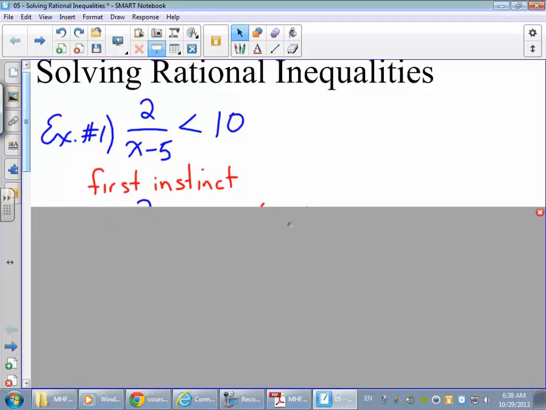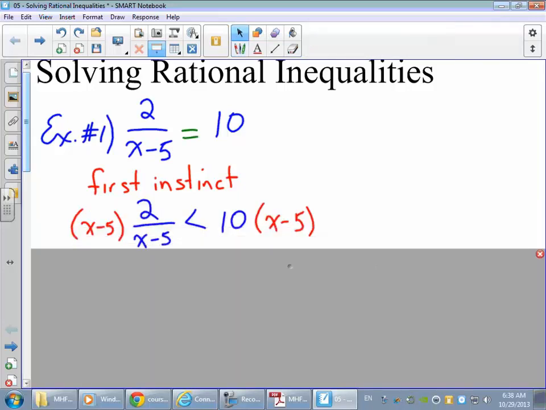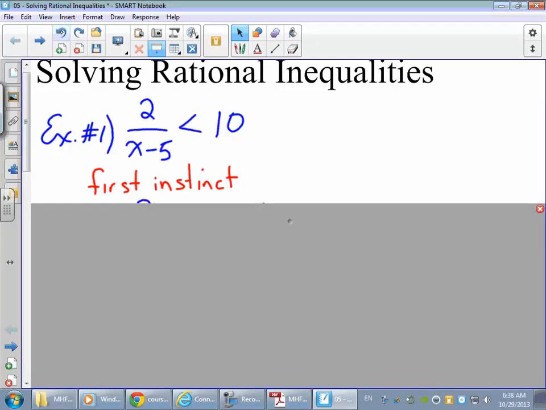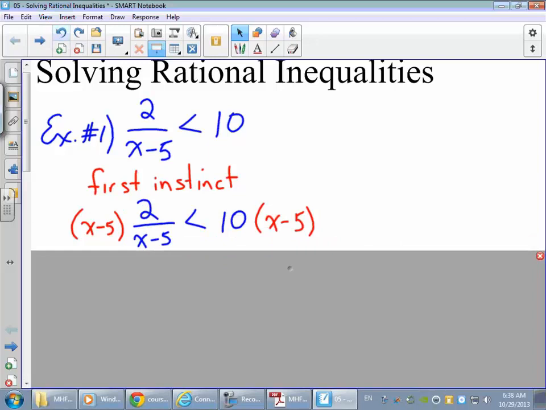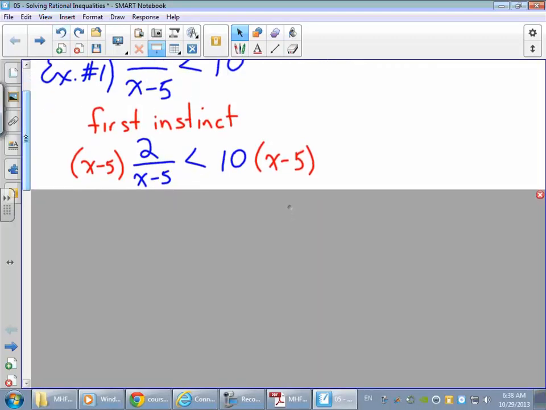So my first instinct when I see this question, as I would have done if this were an equal sign, okay, so if this is 2 over x minus 5 equals 10, the first thing I do is multiply both sides by the x minus 5. It's not an equal sign, though. What we want to remember is, if I try to multiply both sides by x minus 5, when I have an inequality, if the term that I'm multiplying or dividing by is negative, I have to flip my sign.